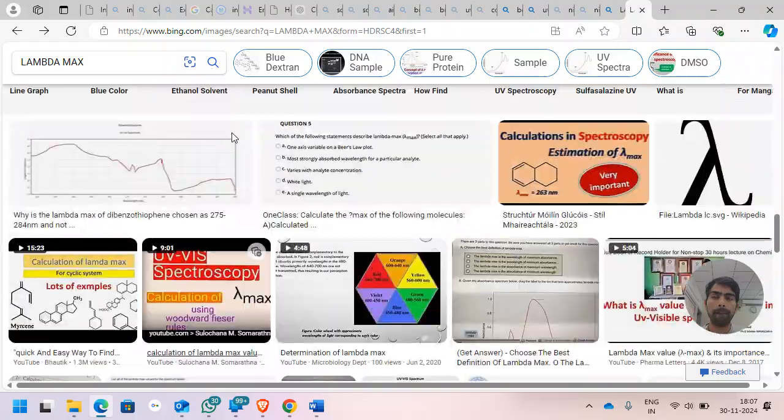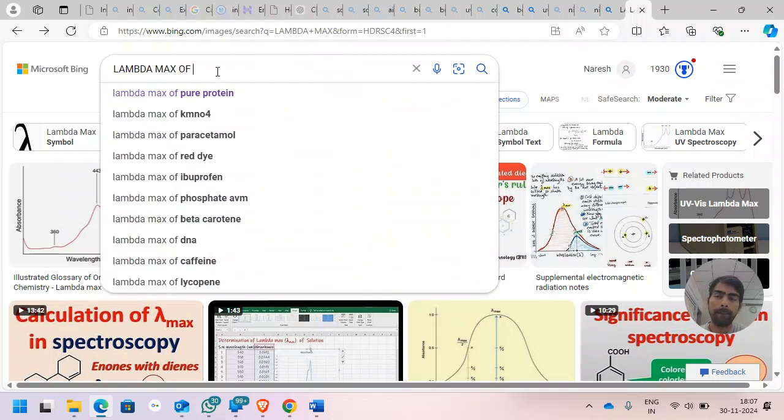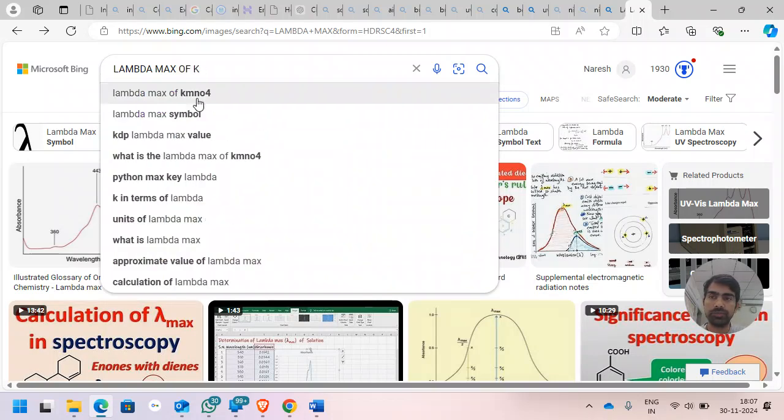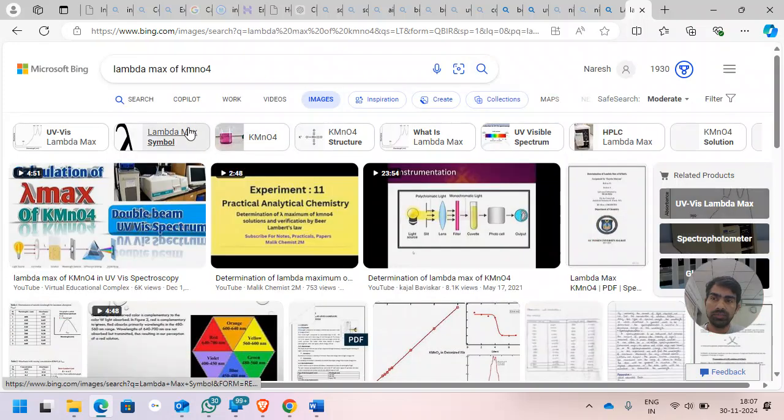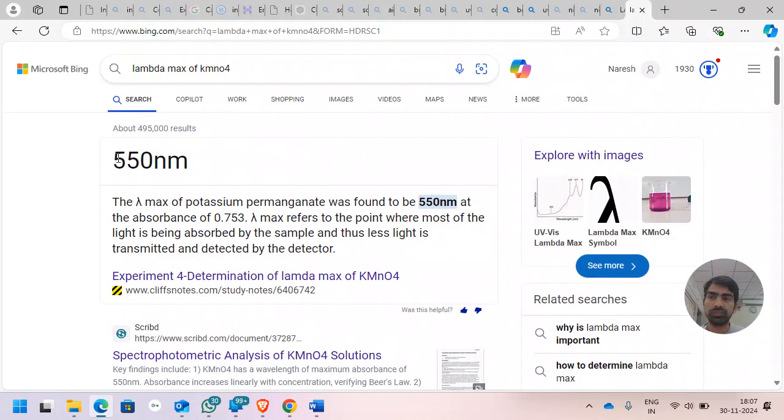We did scanning and we got a value for the lambda max of KMnO4. What is it? 550 nanometers.